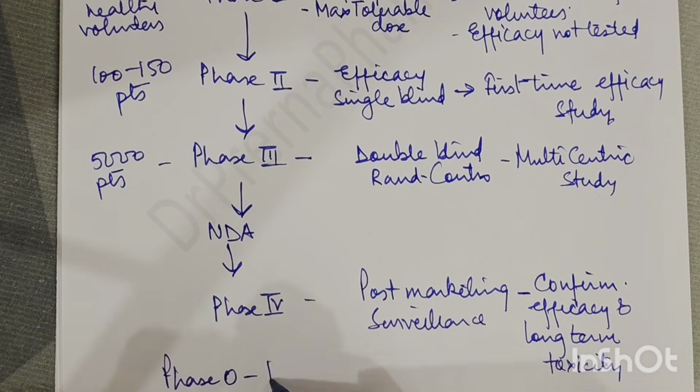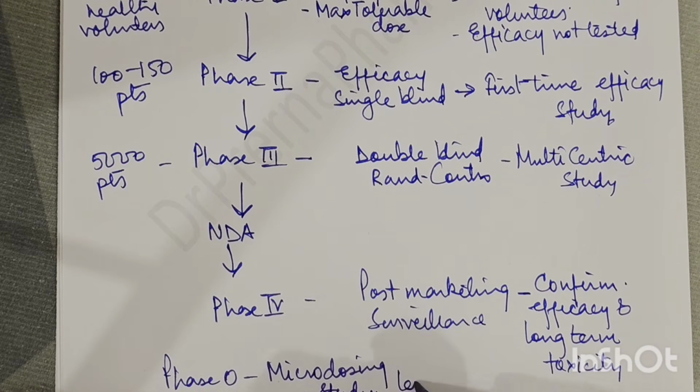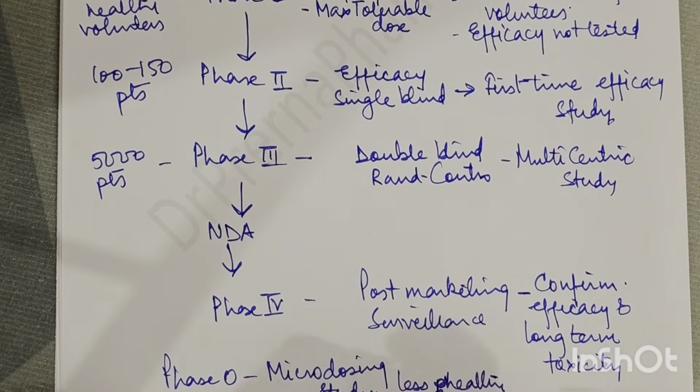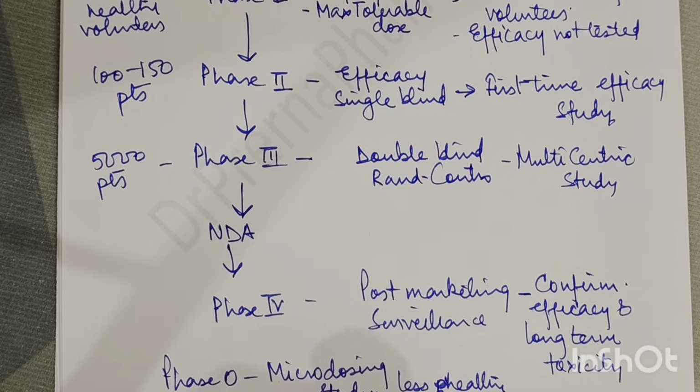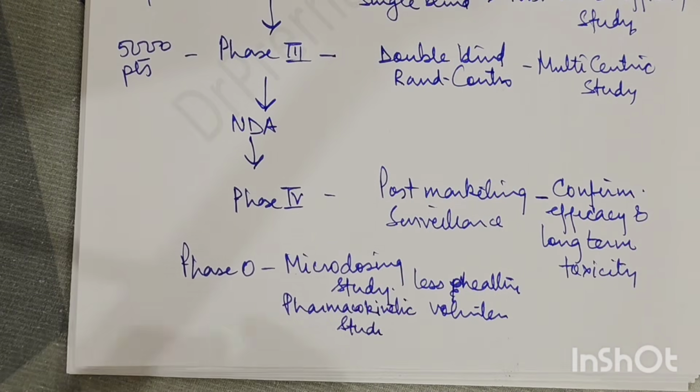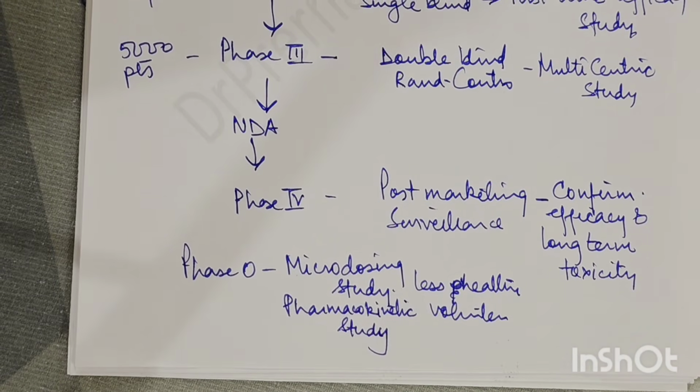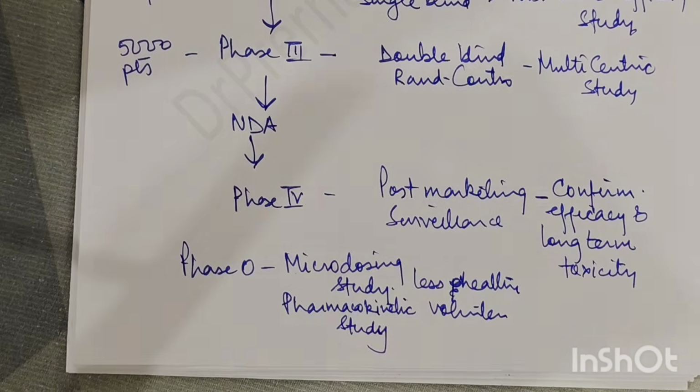अच्छा, एक होती है phase 0. Phase 0 क्या होती है? Microdosing study, in which very less number of patients, healthy volunteers, और उनके ऊपर dose देकर फार्माकोकाइनेटिक स्टडी करी जाती है. बेसिकली क्या है ये? फार्माकोकाइनेटिक स्टडी, ठीक है? So this is a pharmacokinetic study. Phase 0 is a microdosing study. Very less number of people, healthy volunteers are taken, right?